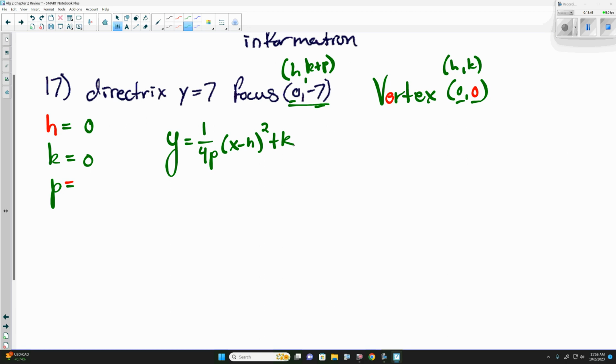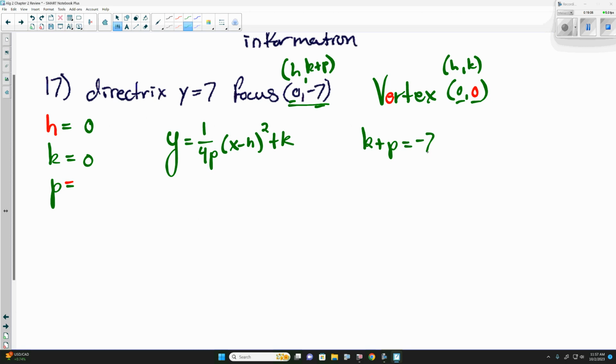And they did give us the directrix as y equals, so that still matches up to the same form. And again, on any of these on the test, I would be referring back to that reference sheet and matching these parts up. Now for the focus, it's telling us that k plus p is equal to negative 7.